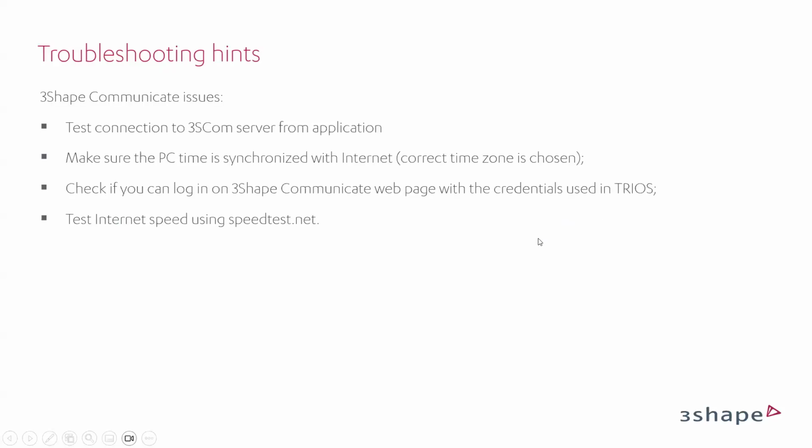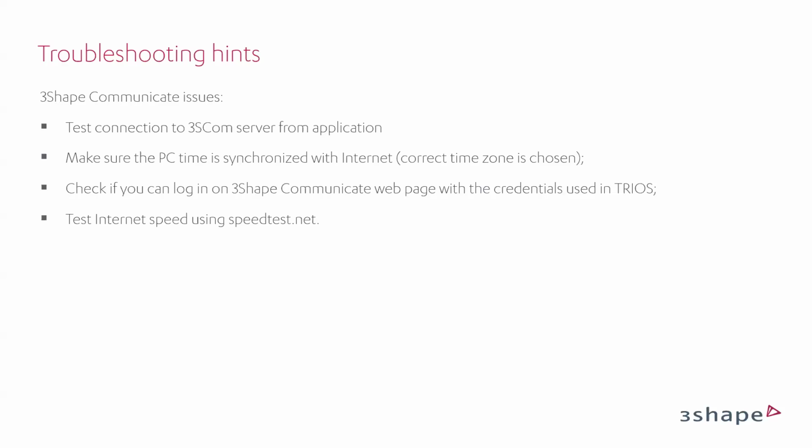Here are also some troubleshooting hints that may be used by you. For 3Shape Communicate issues, test the connection to the 3Shape Communicate server from the application. Another thing is to make sure that the PC time is synchronized with the internet and the appropriate time zone is chosen. Then check if you can log in on the 3Shape Communicate web page with the credentials that are used in your TRIOS software.